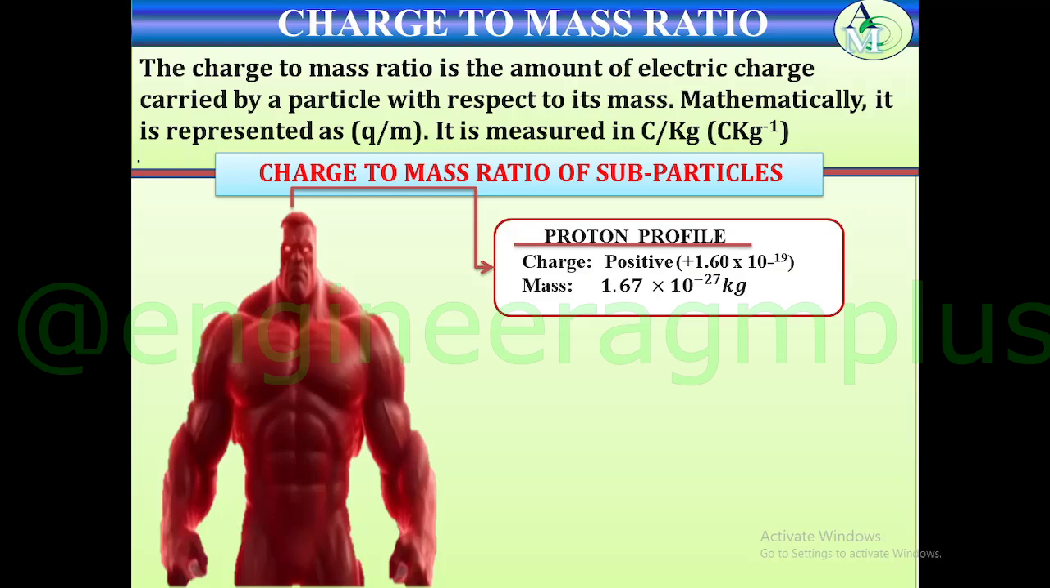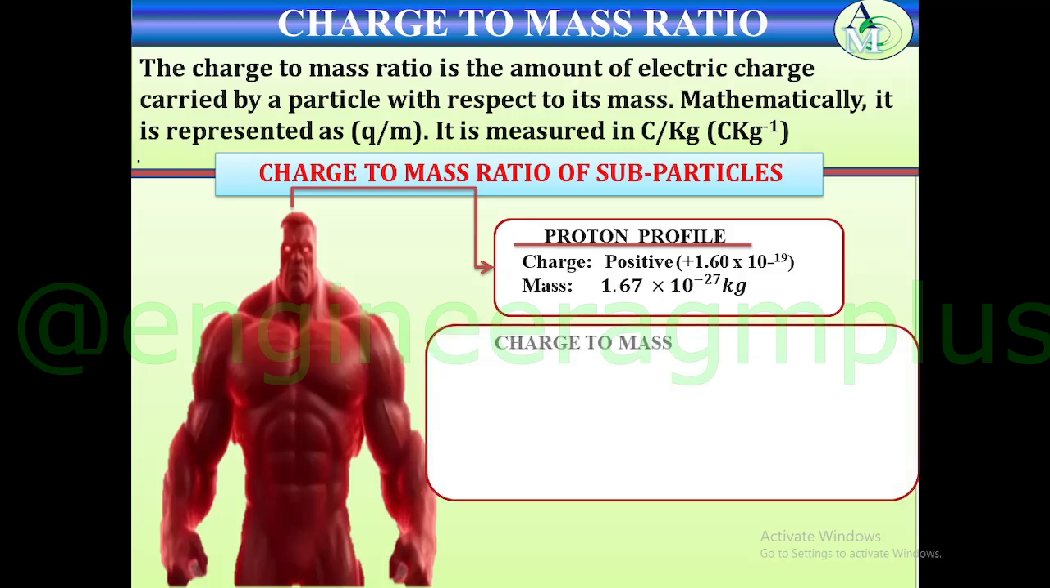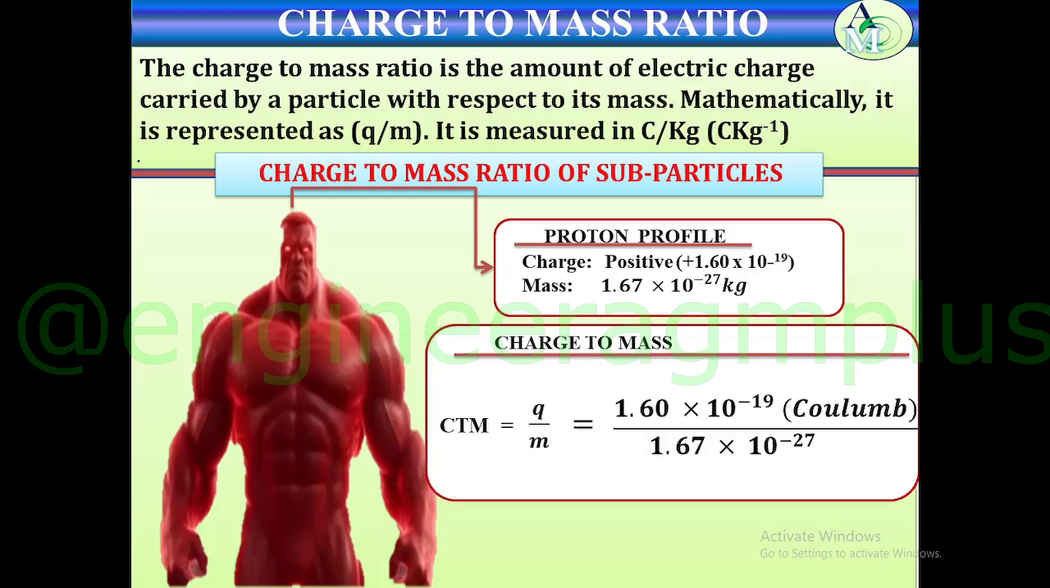Let's find out its charge to mass. This is its profile: the charge is positive, that is 1.60 times 10 raised to the power minus 19 coulomb, and its mass is given as 1.67 times 10 raised to the power minus 27 kilogram. How do we calculate the charge to mass ratio? It means Q over m. The ratio can be substituted with a division sign. Q is 1.60 multiplied by 10 raised to the power minus 19 coulomb divided by 1.67 times 10 raised to the power minus 27 kilogram.